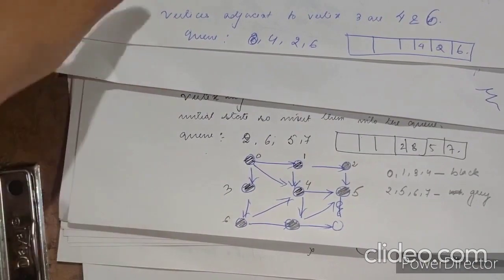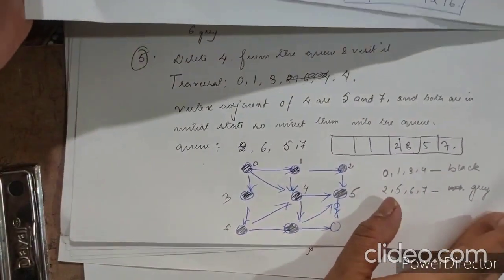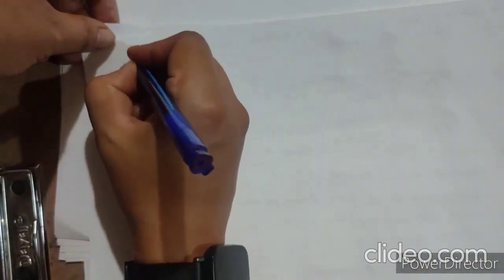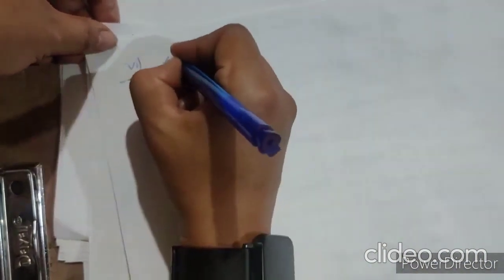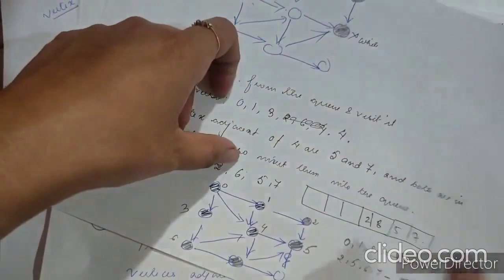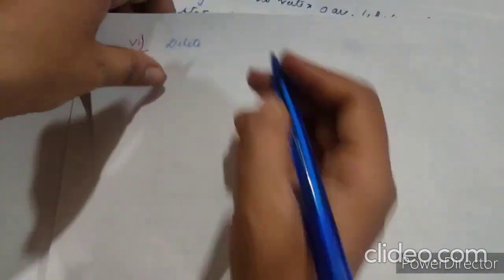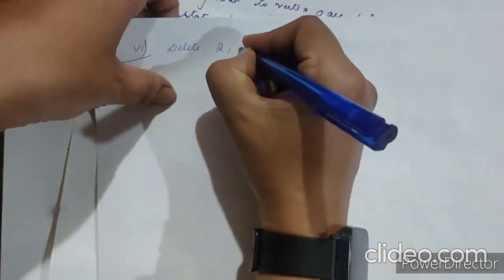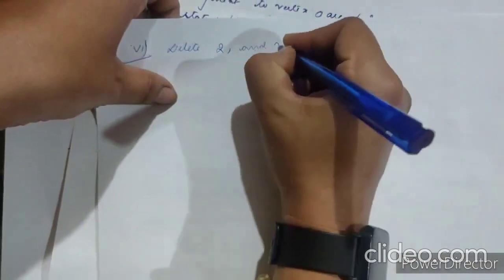Alright, next will be like this. Next is 5, 6. Delete. What is the next? Delete is 2, right? We have to delete 2. So delete is 2. 2 is the next element in the queue. So delete it from the queue and visit it.